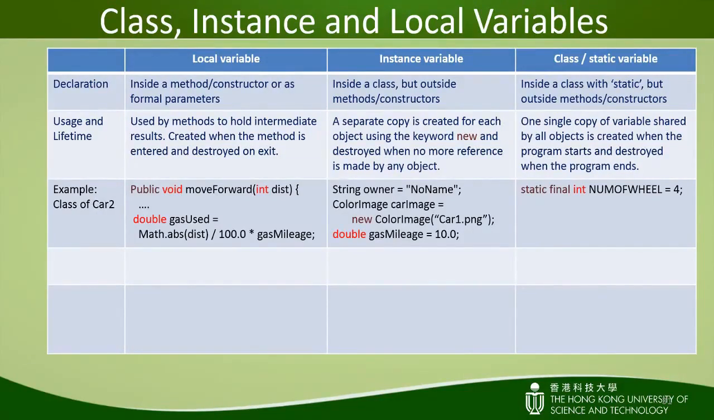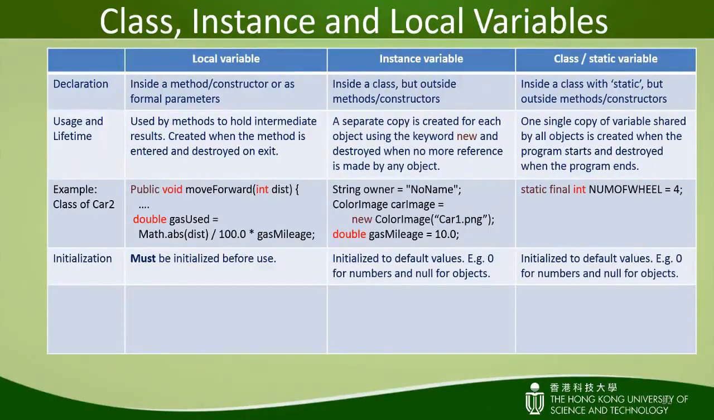Here are some examples of different types of variables that could be used for the class of car. We pointed out in the example that getUse is local to moveForward and couldn't be used in another method such as addGuess. These are some of the instance variables. We can declare a static variable numOfWheels to specify that all cars have 4 wheels. It is also declared as final, that is, a constant.